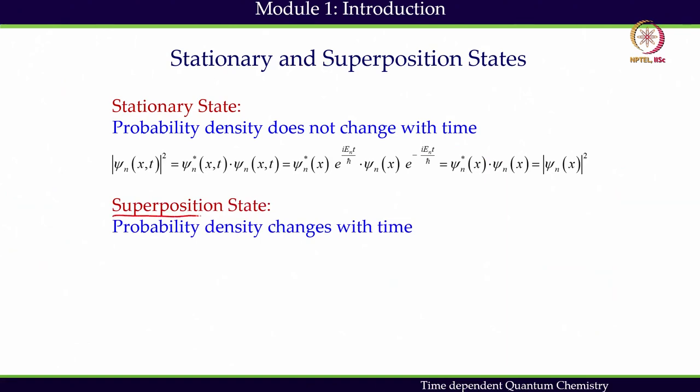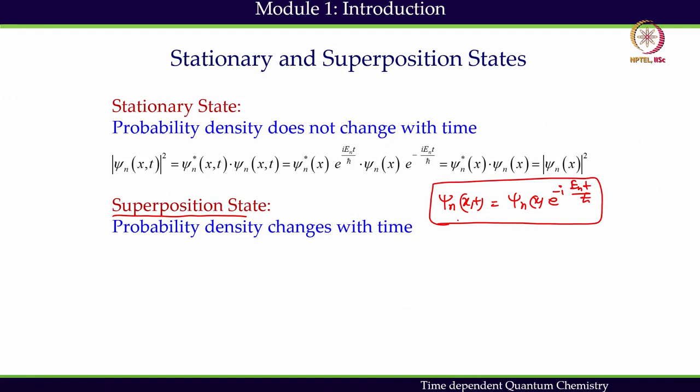Superposition state, what does it mean by superposition state? If we want to describe the motion of a quantum particle, we have to describe it not by a particular solution. So we have expressed that the particle is staying in this state. If the particle is staying in this state, it is a stationary state. Its density doesn't change as a function of time. In order to observe a change in probability density, the particle has to be in a superposition state.